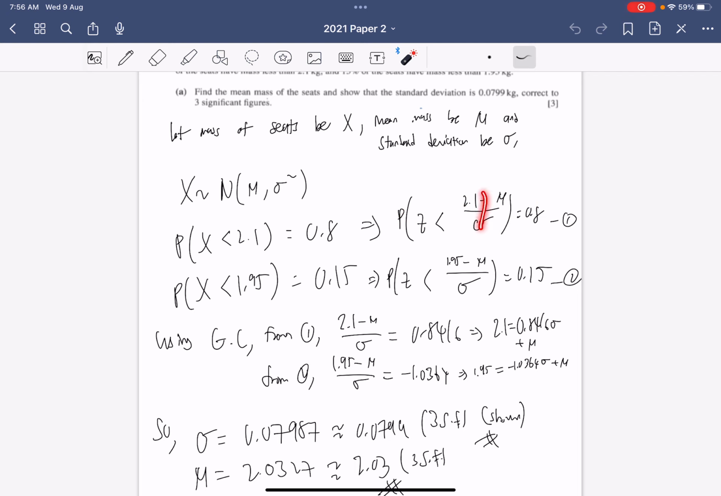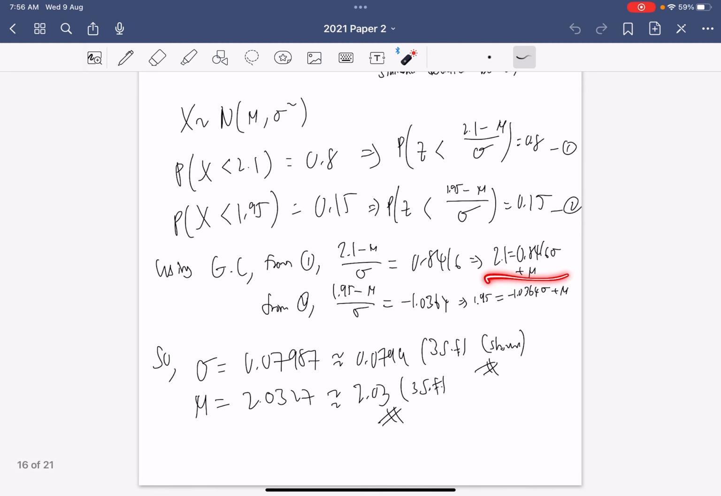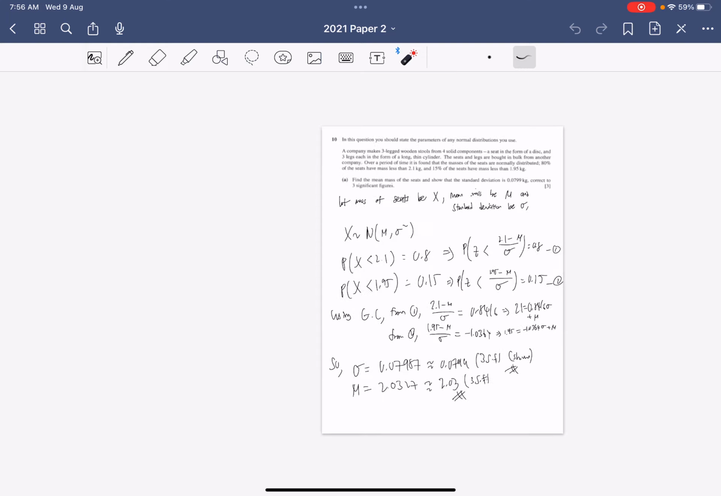we use the inverse normal function, and we get the following: 2.1 minus mu over sigma must equal to this, 0.8416. And then we get two more equations, which are simultaneous in nature. So we can just use the GC to solve for sigma and mu in that case.